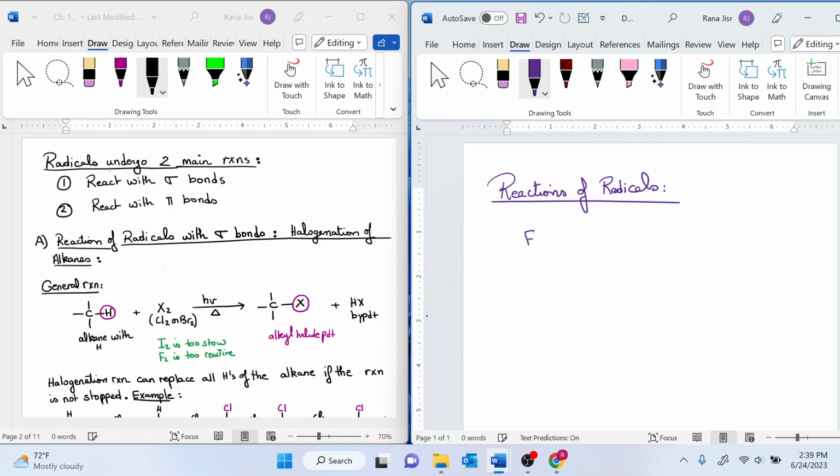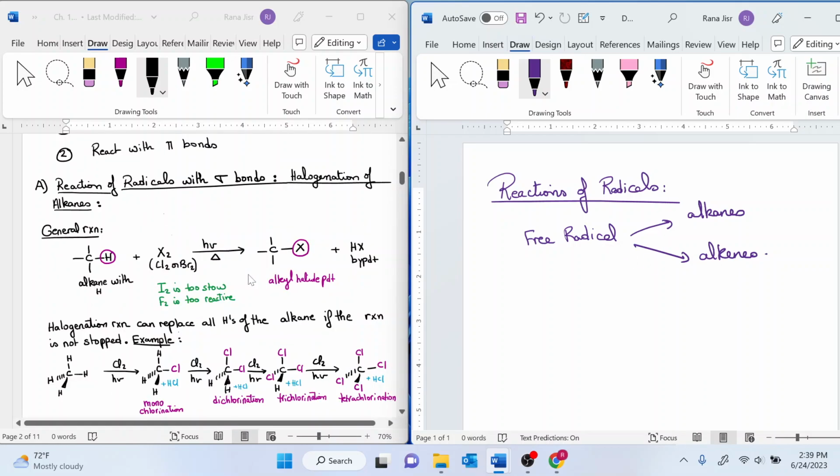In this chapter, we will consider the reaction of free radicals with either alkanes or alkenes. So radicals can either react with a sigma bond of the alkane, or they can react with the pi bond of the alkene. Let's consider the first case where free radicals react with alkanes.